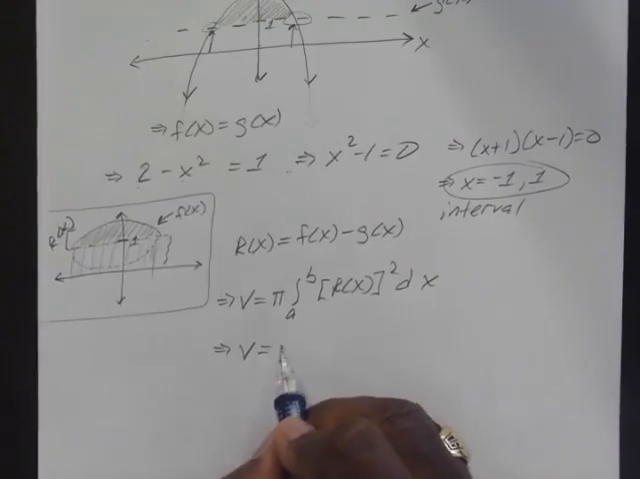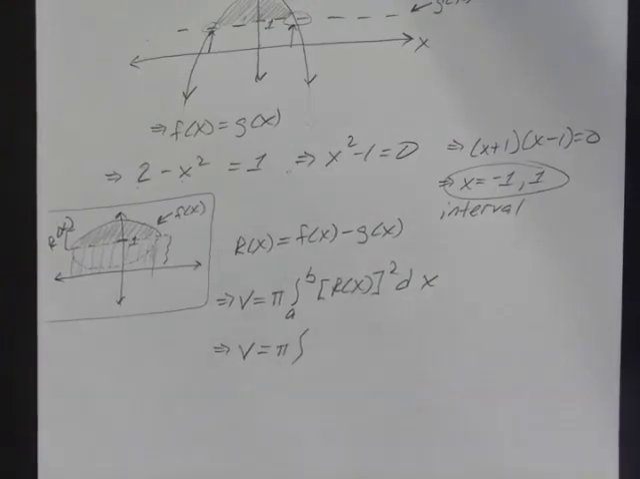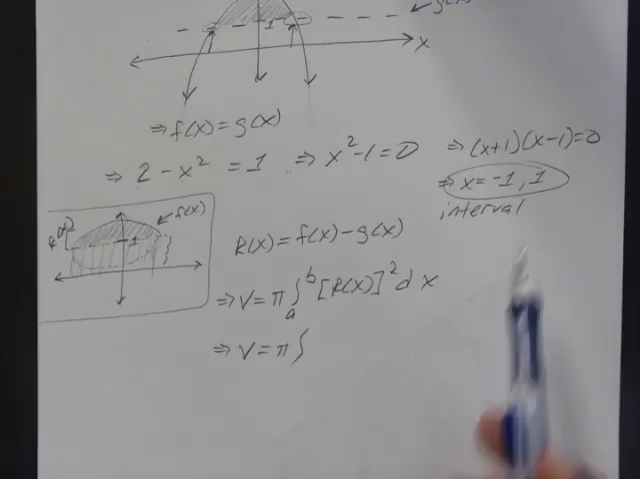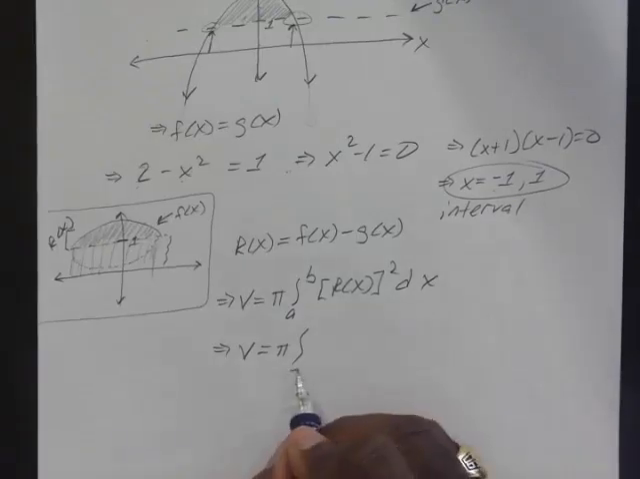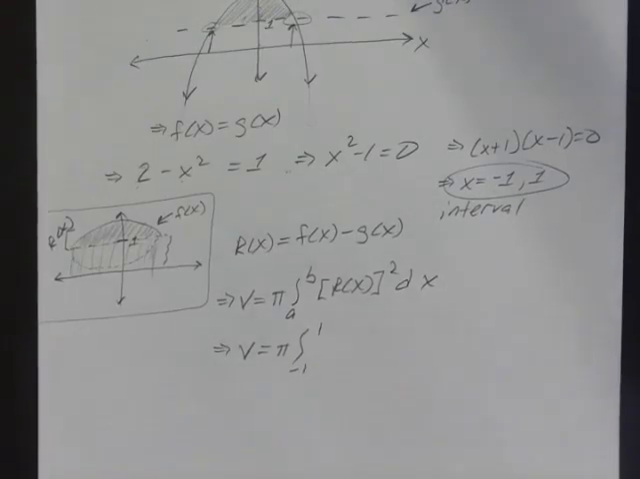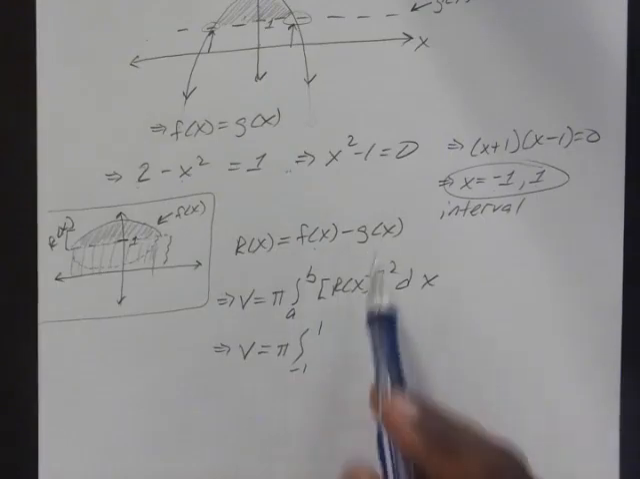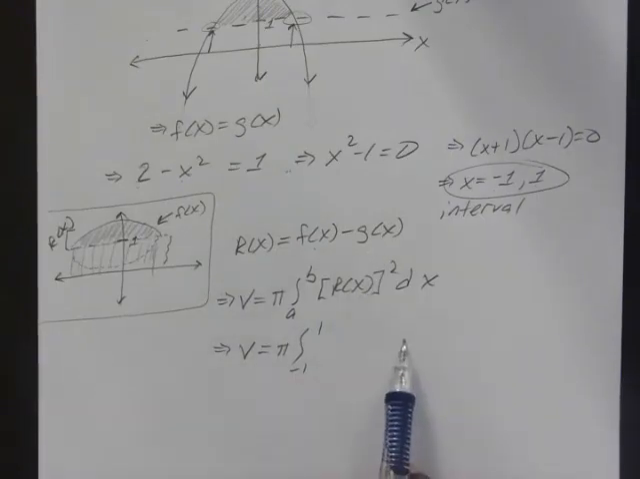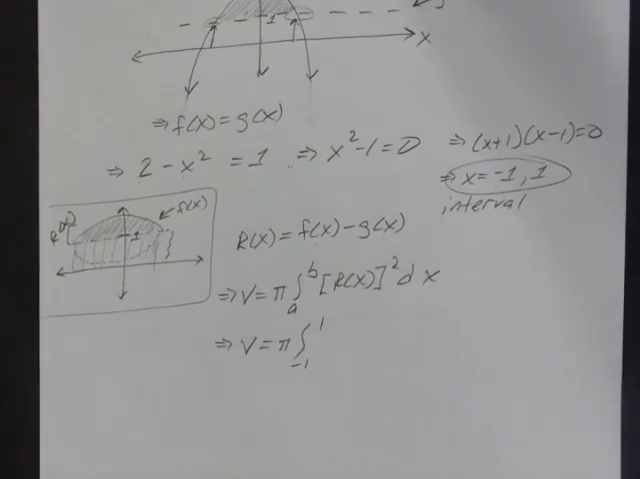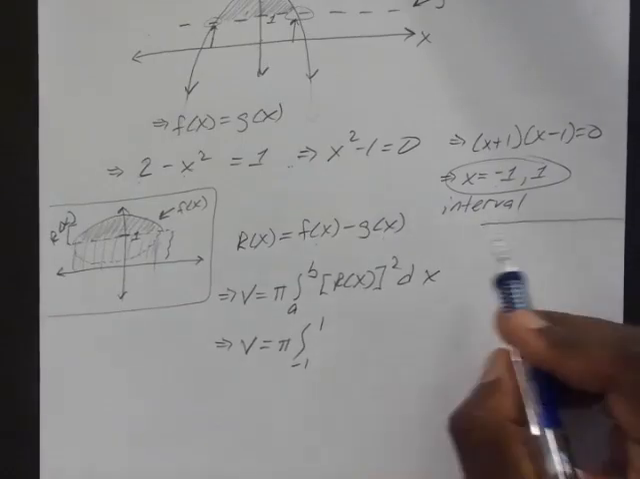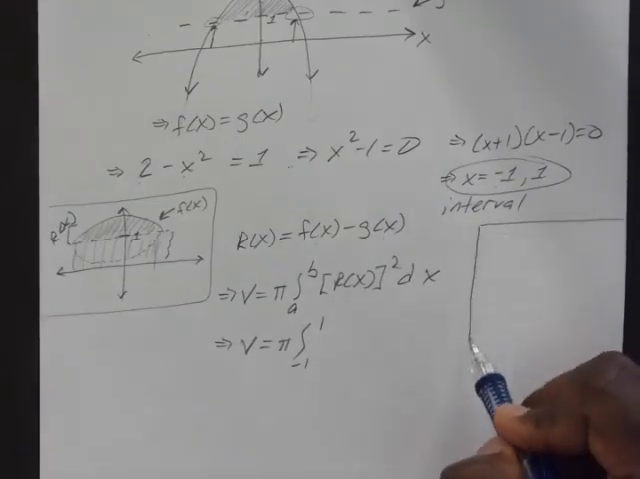So our volume is equal to pi times the integral from -1 to 1 of f of x minus g of x. You can put that in there or you can calculate it on the side, completely your choice. I'll go ahead and do it on the side so we can kind of cut back on some of the steps.